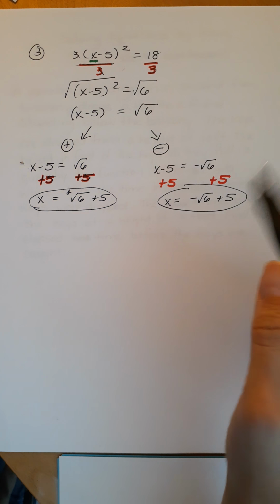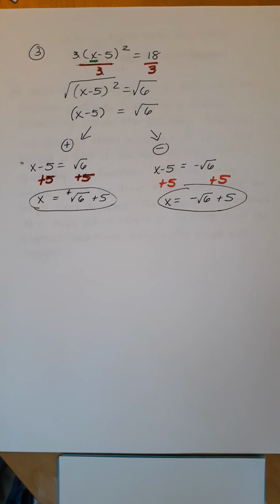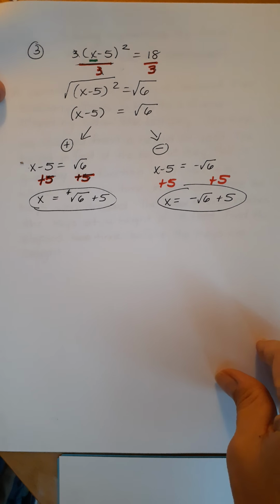We would get the square root of 6 plus 5, or the negative square root of 6 plus 5. This is squaring, and 2 answers. And that's how you solve these. Good luck when you try your practice problems.